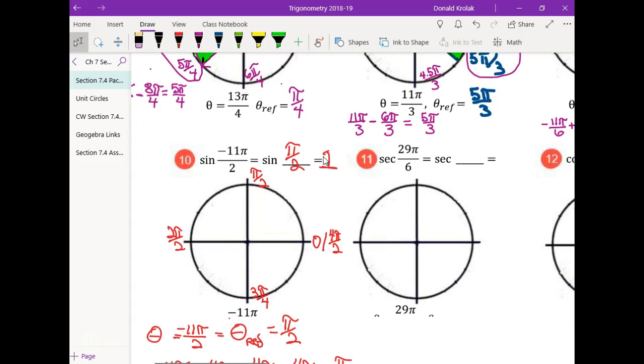All right, you do the last two: secant of 29 pi over 6 and cotangent.